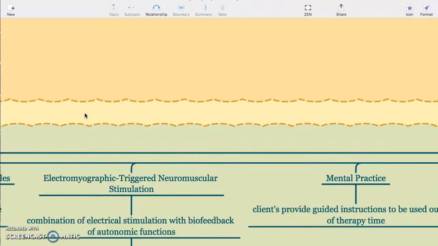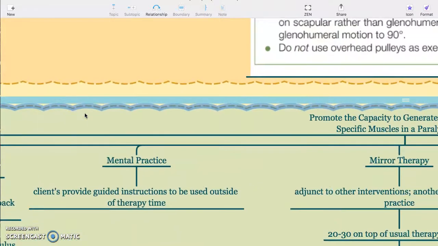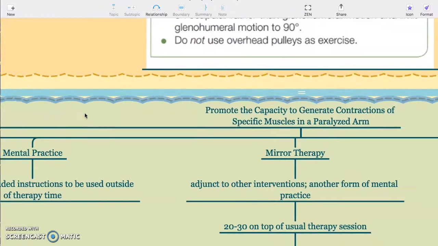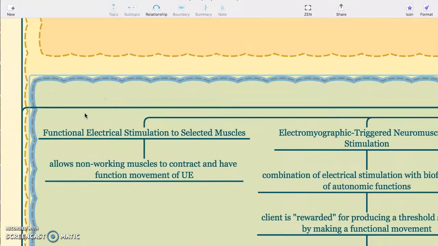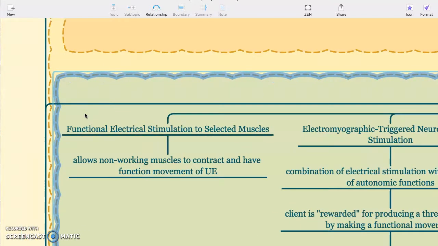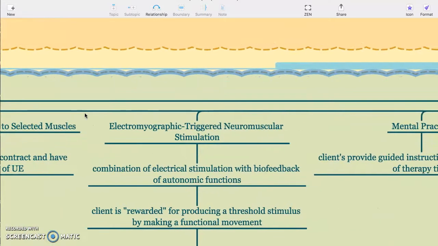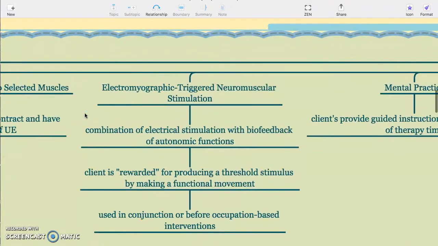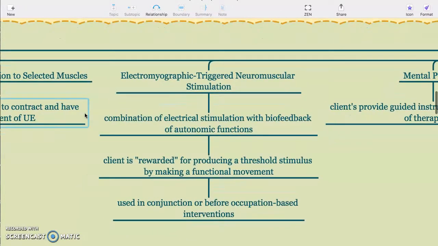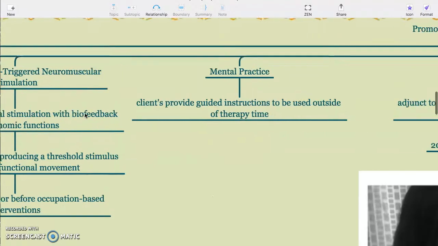After a stroke, the arm is weak or paralyzed, and there are several different techniques to generate muscle contractions. The first is functional electrical stimulation to selected muscles. This allows non-working muscles to contract and have functional movement of the upper extremity. Electromyographic triggered neuromuscular stimulation is the combination of electrical stimulation with biofeedback of autonomic functions. The client is rewarded for producing a threshold stimulus by making a functional movement. This technique is used in conjunction with or before occupation-based interventions.